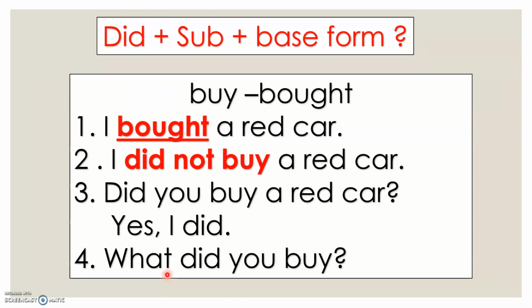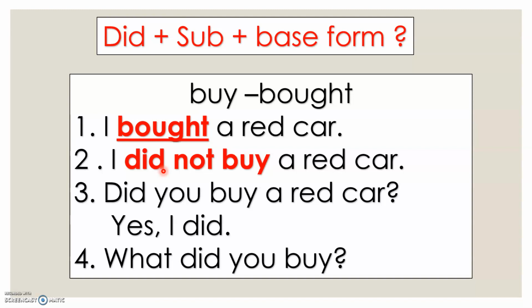For example, the second sentence, I bought a red car yesterday or last week. How do we change this sentence into the negative form? We need to add didn't, then the base form of the verb. So the sentence will be, I didn't buy a red car last week.